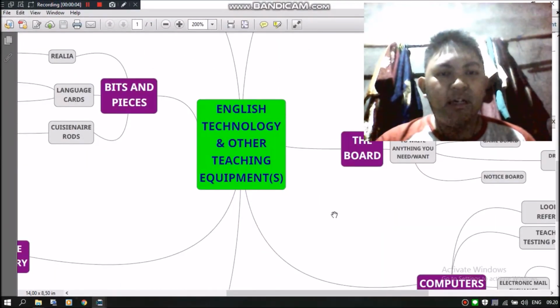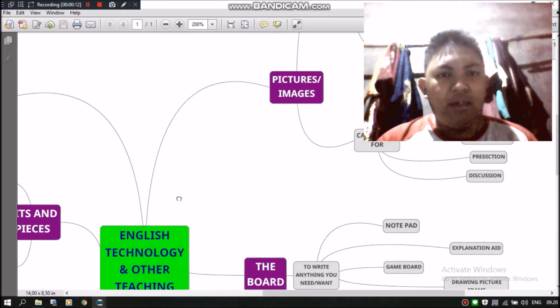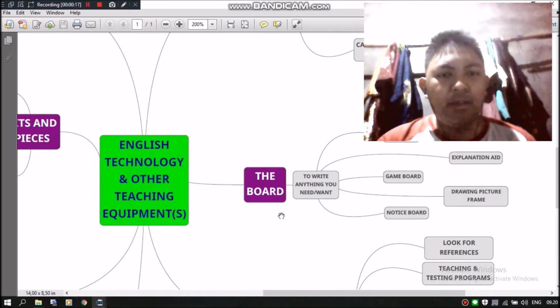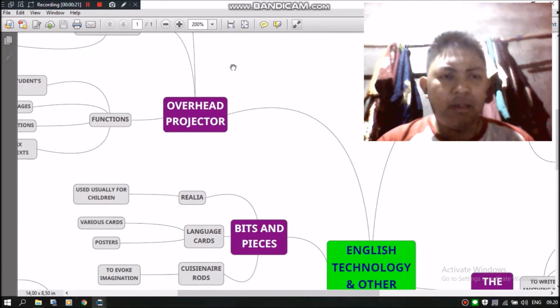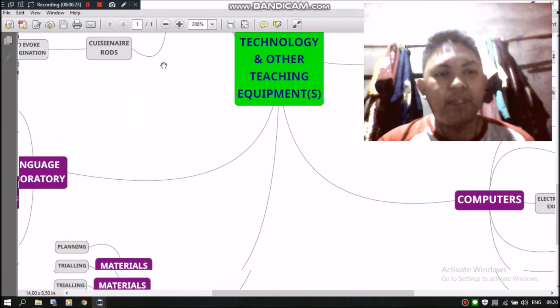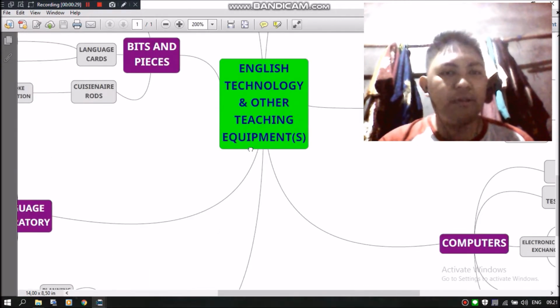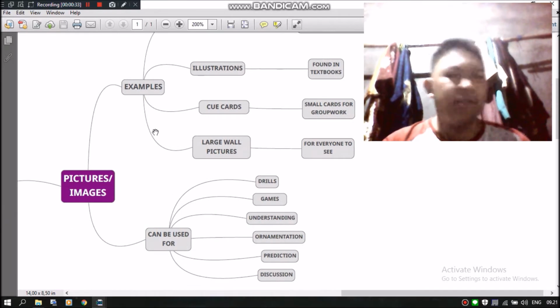So over here we have a mind map which explains English technology and other teaching equipment, starting from here. And well, I'm gonna explain about pictures and images, the board, computers, overhead projector, bits and pieces, language laboratory, and materials for classroom use. I'm gonna start from here, pictures and images.